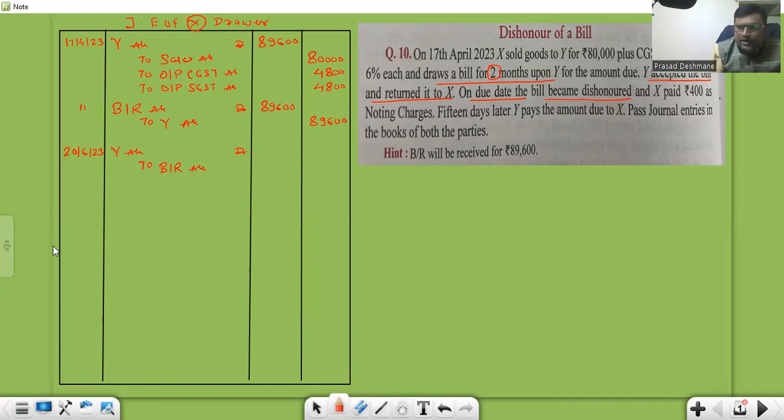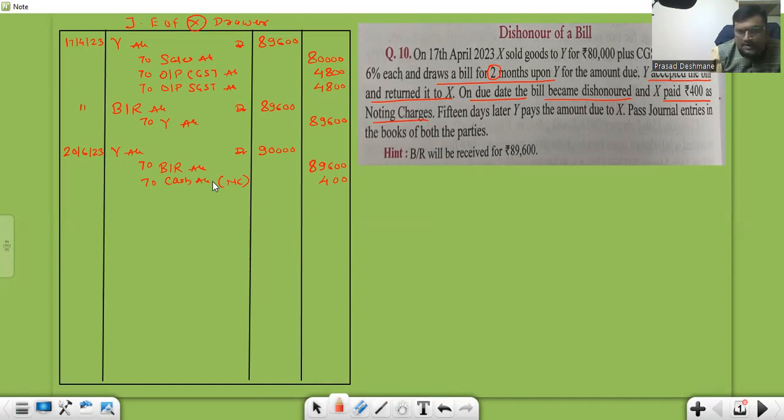Now we'll check, do we have any noting charges in this one? Yes, we have. X paid rupees 400 as noting charges. X paid means cash is going out. That's why to cash. This is basically for noting charges. So BR is worth rupees 89,600. Noting charge is 400. So this becomes 90,000 now. Correct? Y account debit, because whenever it is dishonored, first Drawee debit. To current holder, X is a holder, so instead of X I wrote BR. And to cash denotes the noting charges.